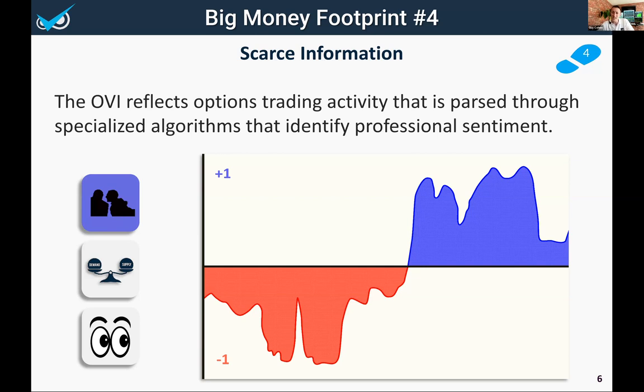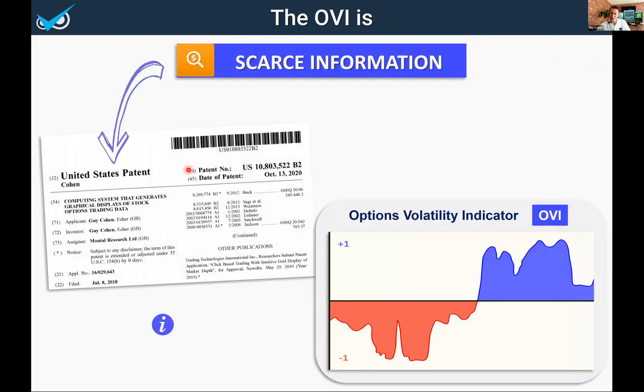So there's an indicator called the options volatility indicator, or OVI. And what that does is when it's red, which is here, it potentially means that there is negative option sentiment. And when it's blue and persistently blue, it potentially means there's positive option sentiment. And the magic happens with this because no one else has got it. Scarce information. Why? Well, it's US patented. So this is my patent. You'll see it's my name in there. Many pretenders, but only one real thing.